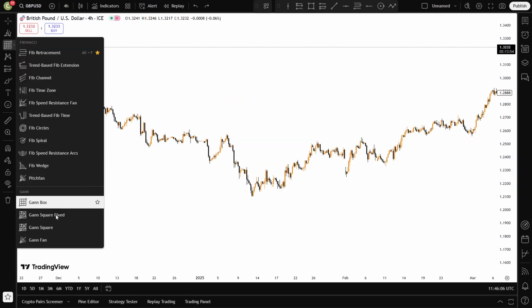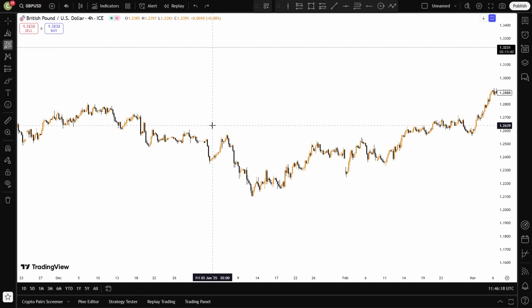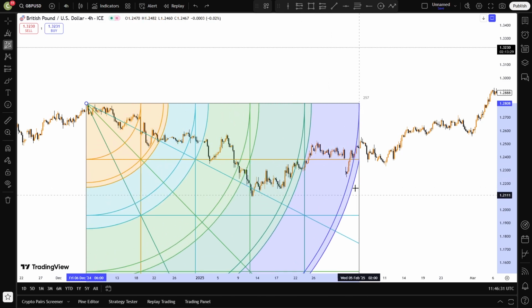Now the next tool is the Gann square fix. However, I would like to cover the Gann square before I move to the fix, because the fix is just a fixed version of the Gann square. So with the Gann square, a Gann square is a mathematical grid that helps traders to find key price levels, turning points, and momentum shifts by squaring price and time together. As you can see, this is how the Gann square actually looks like.